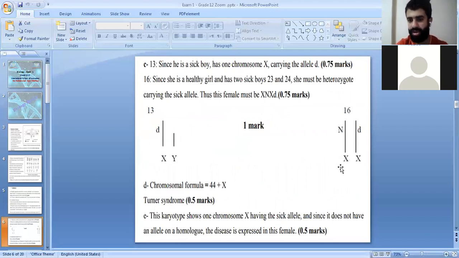So here, chromosomes 2X. Here, we have X and Y. Some of you are going to ask me why we didn't put another d here, for example, because he is affected. Wait a minute. This disease is found on the X chromosome and not on the Y. So the Y shouldn't have any allele. Chromosomal formula, 44 plus X, Turner syndrome. And this karyotype shows only 1 X chromosome, having the sick allele, and there is no allele on the homologue on another X, so the disease will be expressed in this female.